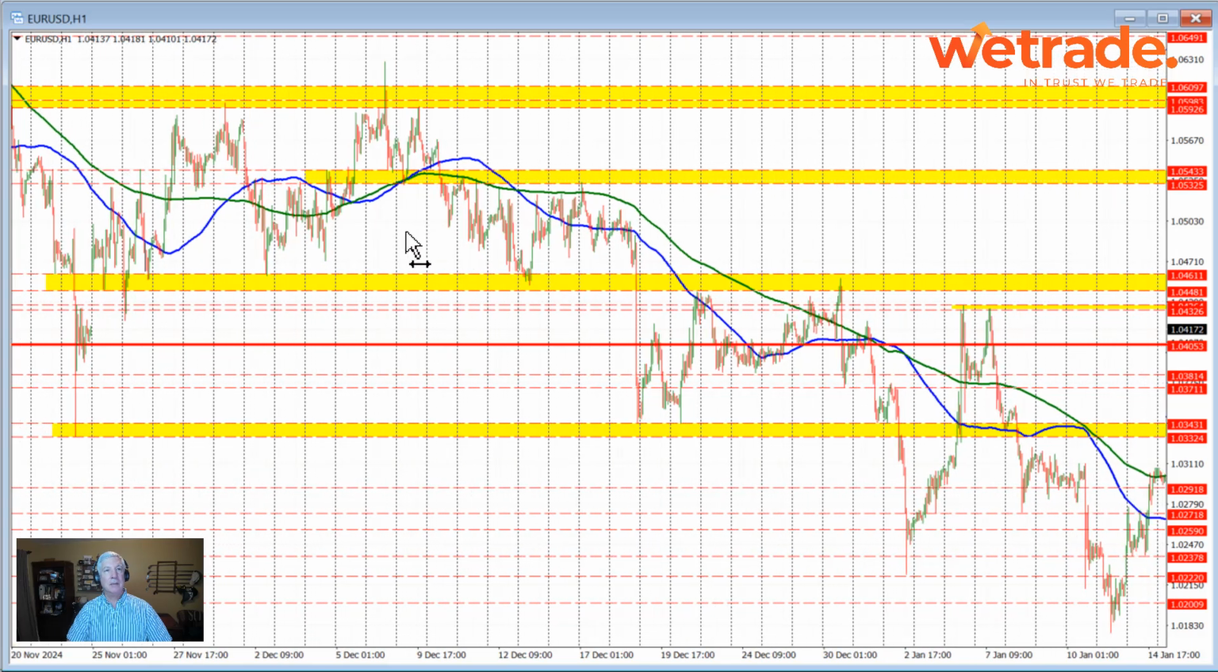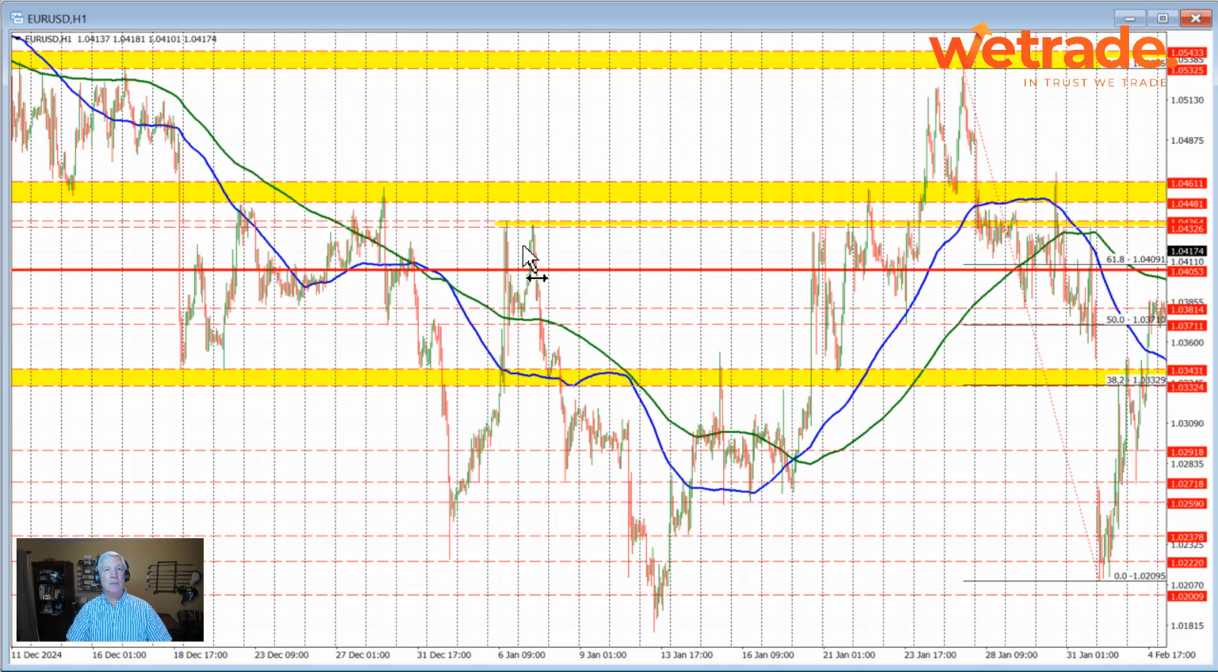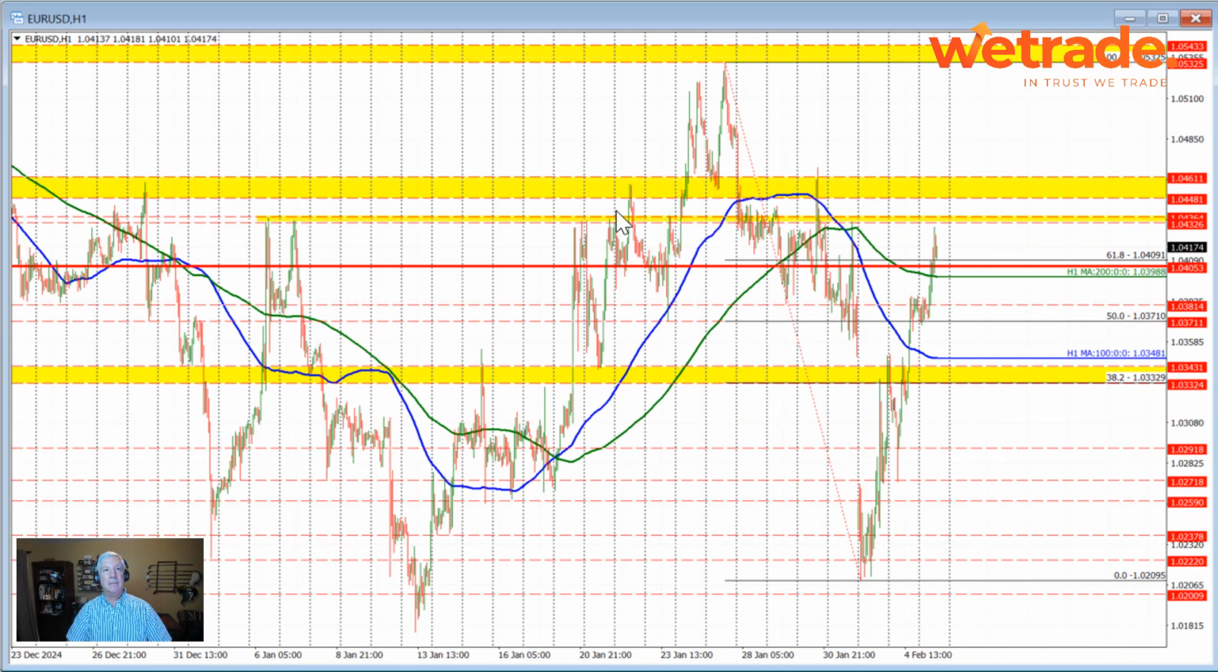You can see how many times the price used that level, mostly as a floor here and then as a ceiling through here, before breaking to the upside, making our new high in the month of January, rotating to the downside. So this area between 1.0448 and 1.0461 is key on the upside.